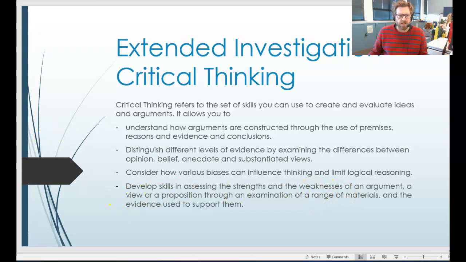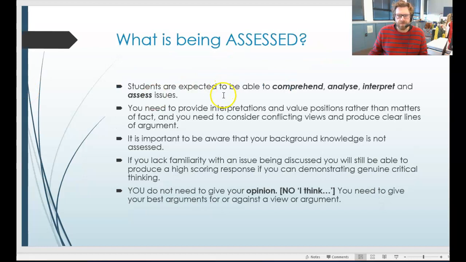Just quickly again, let's look at what's being assessed. By and large, the critical thinking test is getting you to comprehend, analyze, interpret and assess some of the statements and issues and arguments that are being put forwards in the test. You'll need to provide interpretations rather than just simply stating matters of fact.